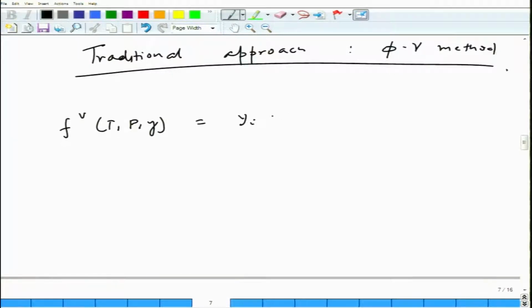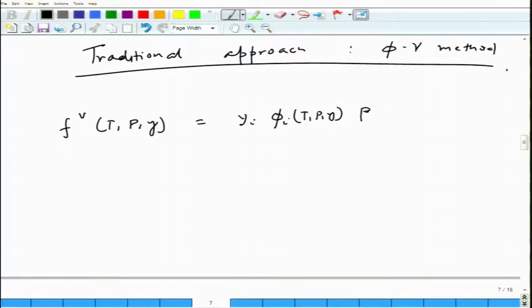So, yi multiplied by P would be a simple Lewis fugacity rule, but then we multiply by phi i also, which is a correction to this, which is nothing but the fugacity coefficient. Now, this fugacity coefficient also depends on temperature, pressure and composition, so I am going to write that. Now, this traditional approach, the phi-gamma approach, makes use of different models for liquid and for vapor. Let me just first build the base for that.